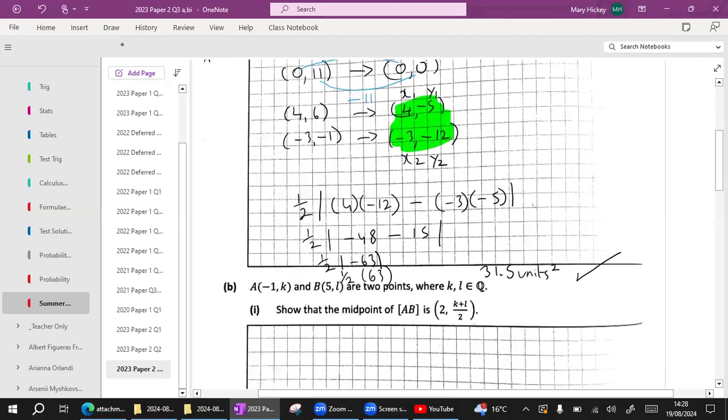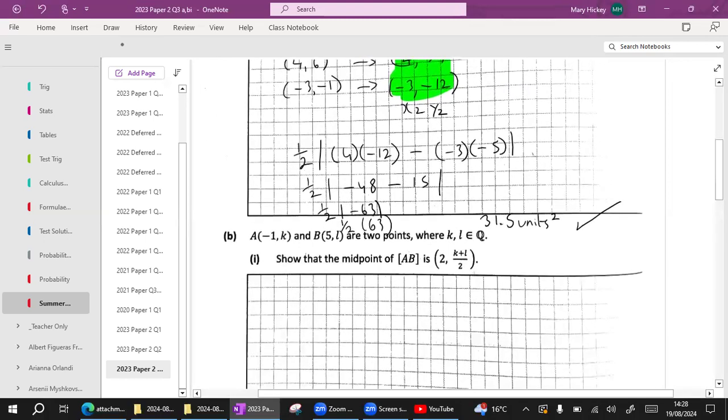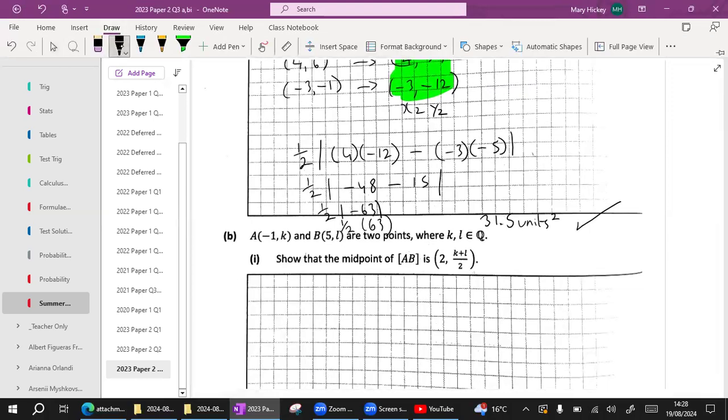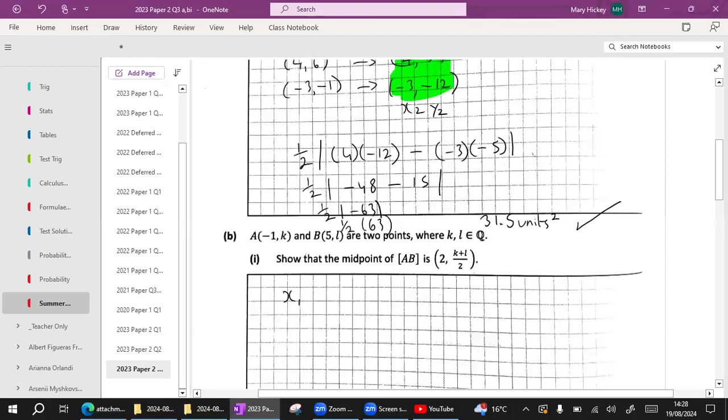In the next part, we're given A and B, and there's an unknown in A and an unknown in B. We're told there are 2 points, and K and L are part of a rational set. We're asked to show that the midpoint is. The minute I hear midpoint, I again go to page 18 and write down my formula for midpoint.